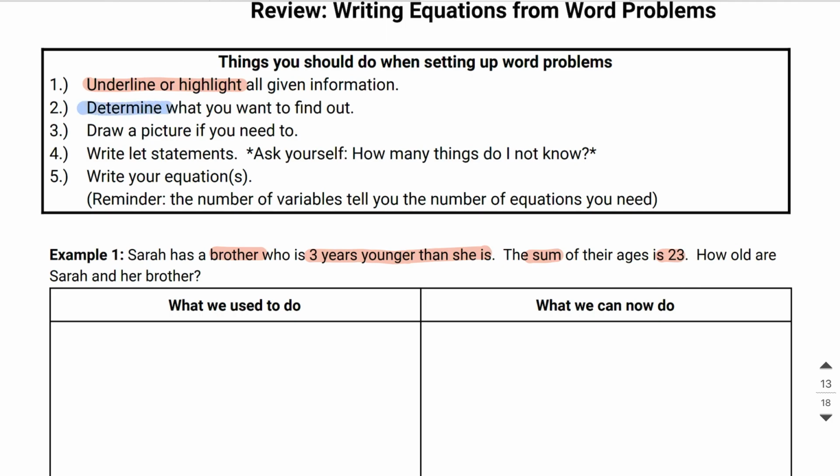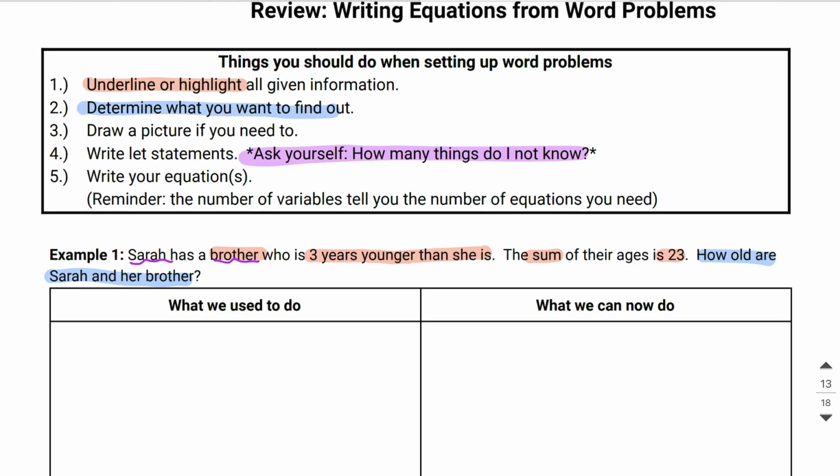The next thing it says is to determine what you want to find out. So I'll highlight in a different color how old are Sarah and her brother. That's what I want to know. Step 3 says to draw a picture if you need to. In a question like this, I don't think it'll be necessary, but if you want to, go for it. Step number 4 says to write let statements, but always, this is so key, always ask yourself, how many things do I not know? In example number 1, we don't know how old Sarah is, and we don't know how old her brother is.